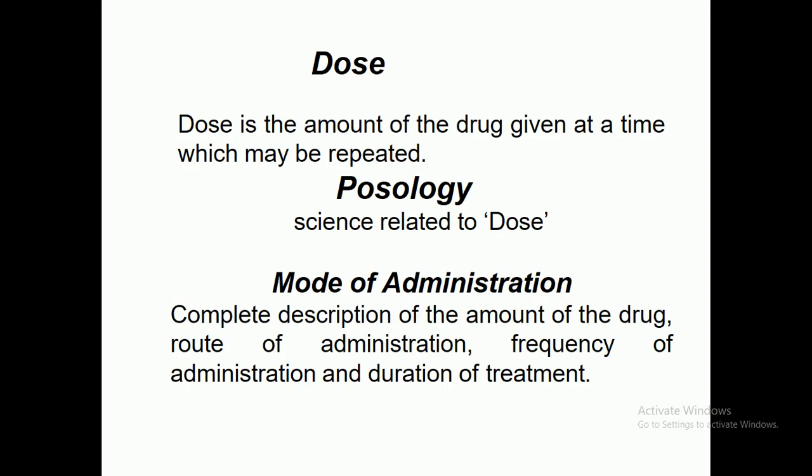Before starting calculations, first of all, I would like to define dose. What is dose? Dose is the amount of the drug that is given at a time, which may be repeated, or the quantity or amount of drug which is given to an individual at a time, which may be repeated. Posology is the scientific study of dose and its relationships, or simply, the science related to the dose.